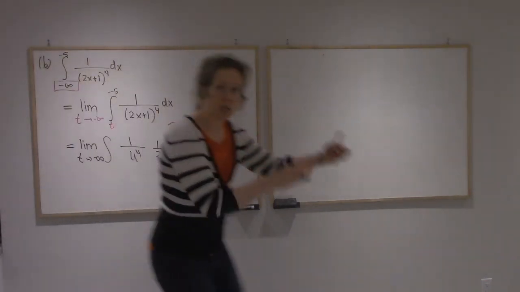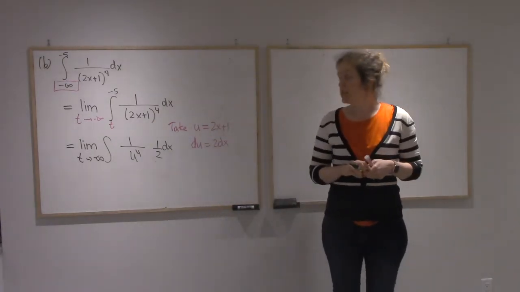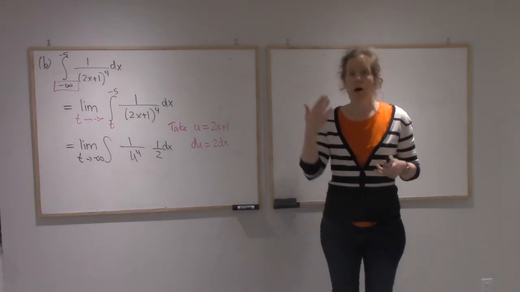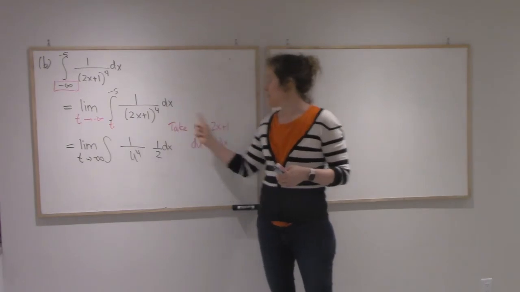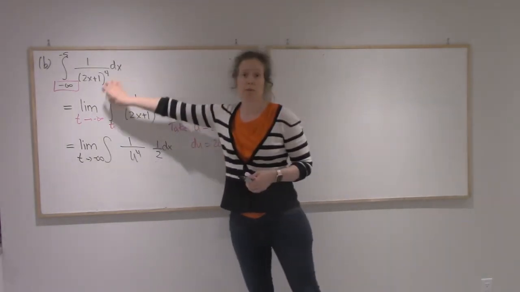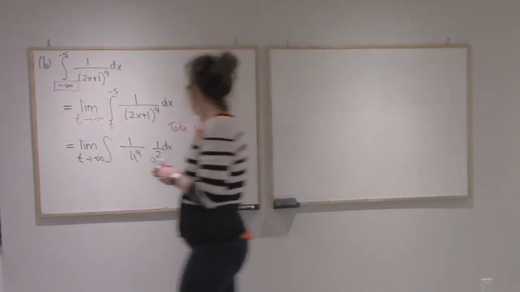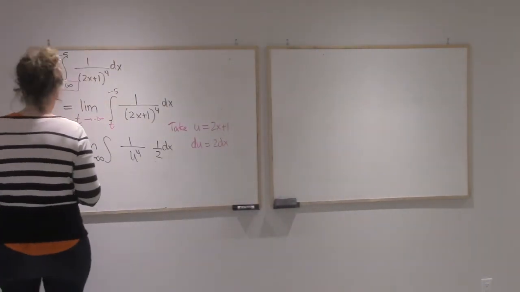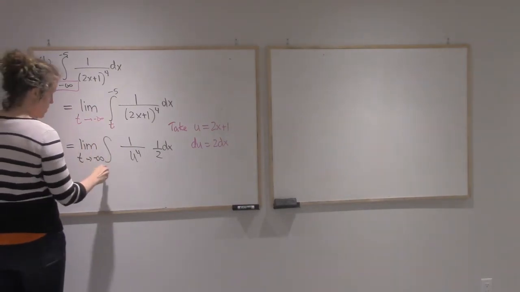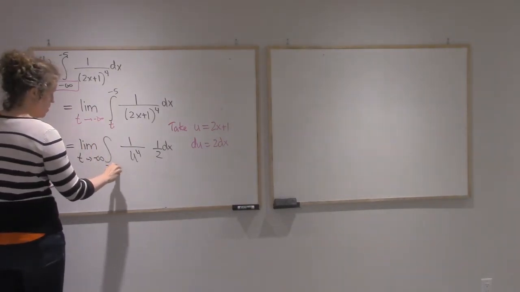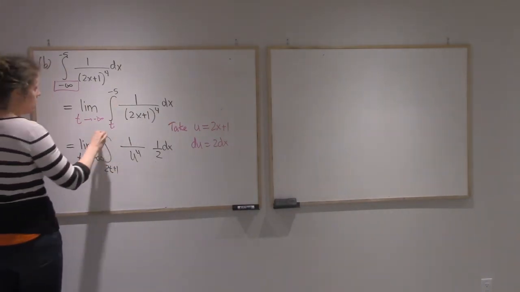Now, whenever you do substitution and change the variable in an integral, you need to change your bounds as well. These are the bounds for x. I want to get the bounds for u, so I'm going to take minus 5 and t and plug them into this. At t, I'm going to get 2t plus 1. At minus 5, I'm going to get 2 times minus 5 plus 1. That's minus 9.